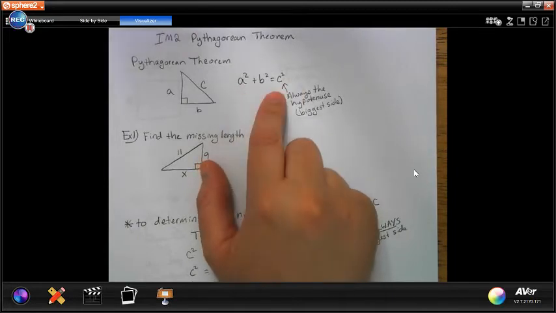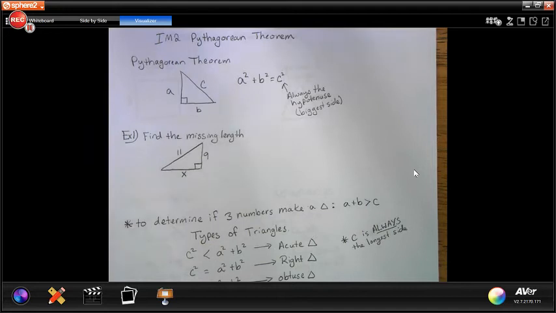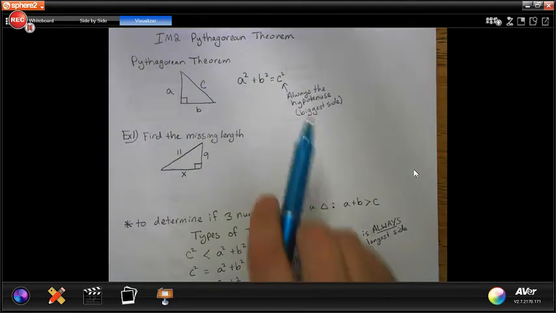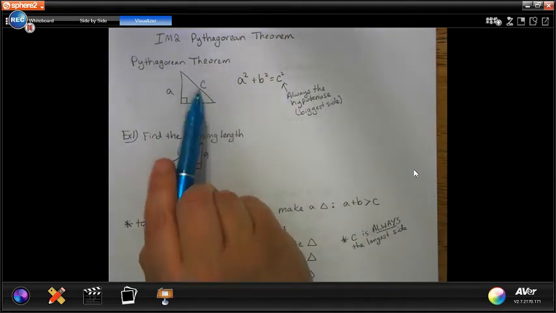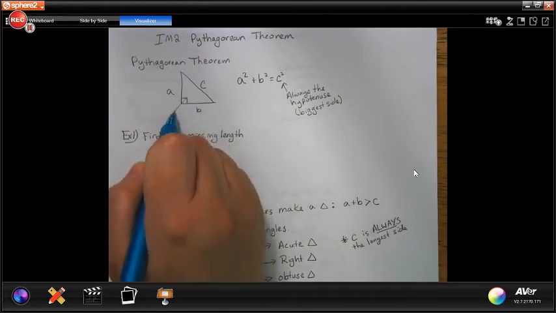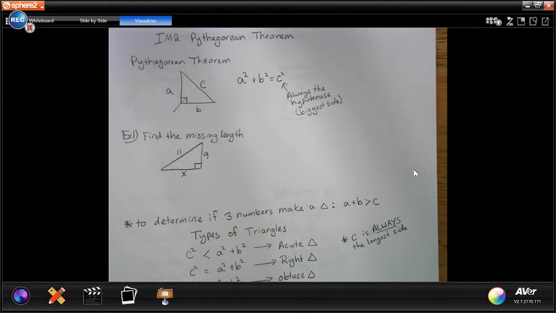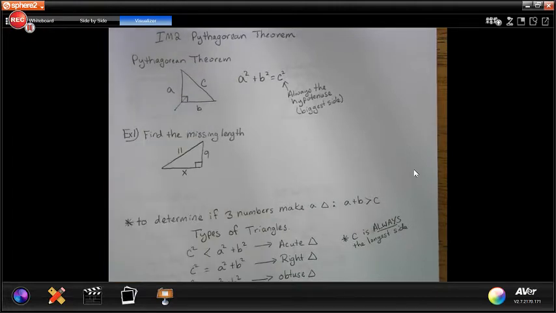The only thing important in that whole thing is that c. That c is always the hypotenuse. It's always the biggest side, no matter what. C is always the hypotenuse. The right angle always points to c. It's always an arrow that points to c. Okay, that right angle points to that c.